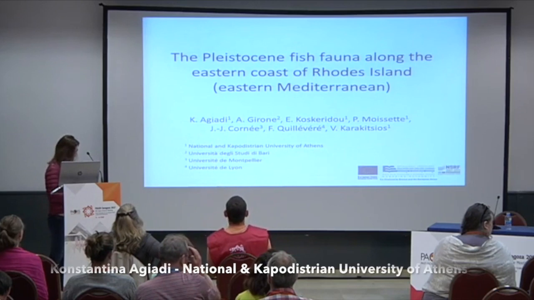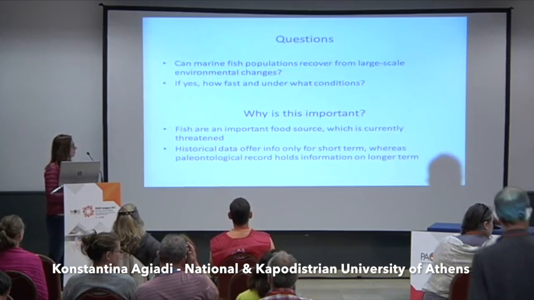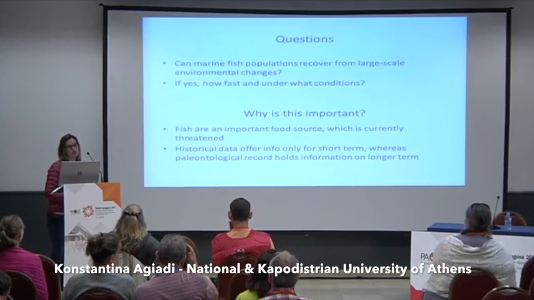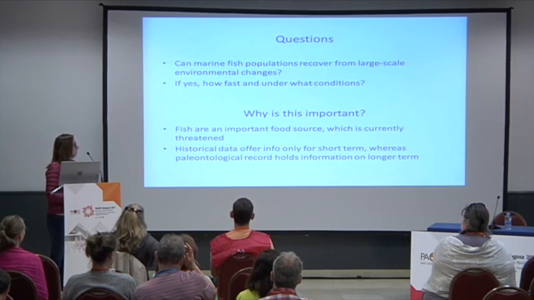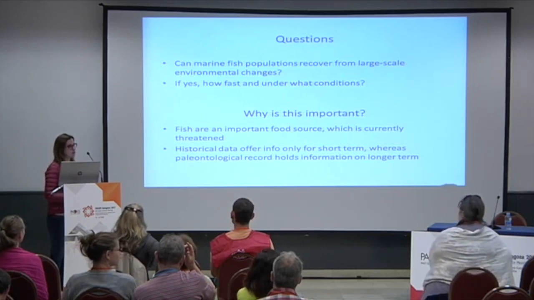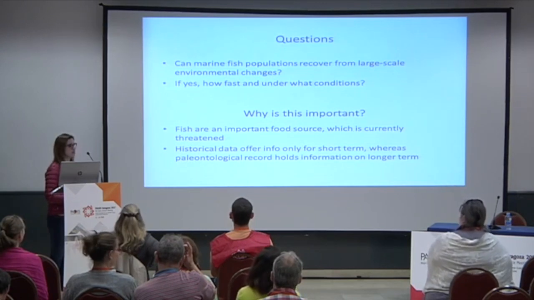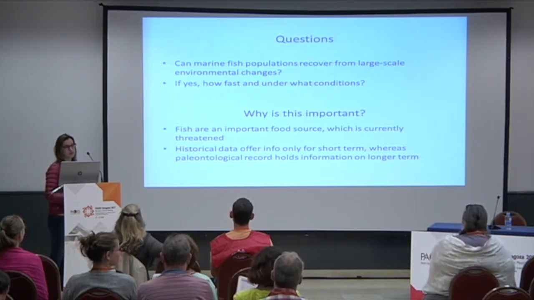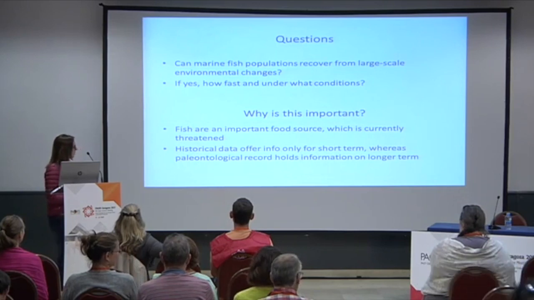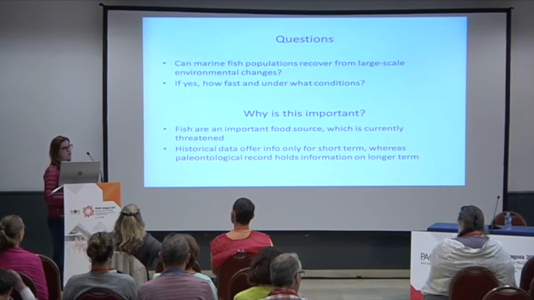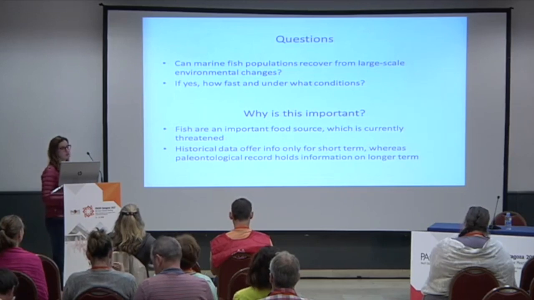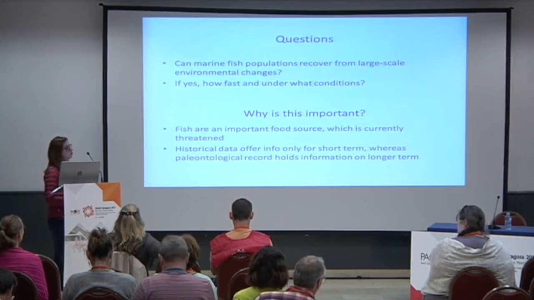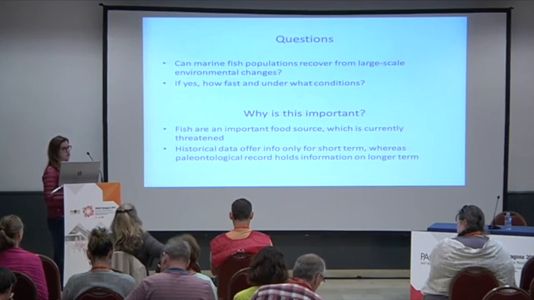Okay, so the fish are known to be affected significantly by climate change today, and they are an important food source that is currently under threat due to overfishing and habitat deterioration. The paleontological record suggests so far that the distribution range shifts that we observe today also happened often in the past. So this is not something new.